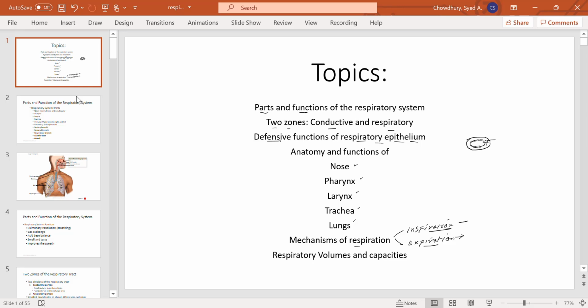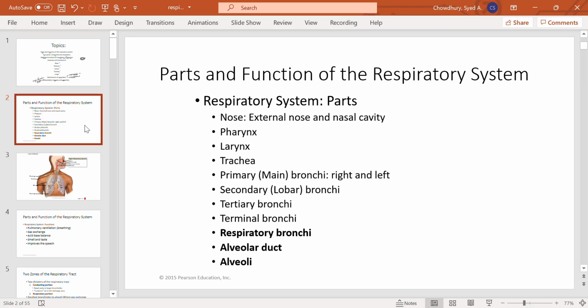Then we will talk about the respiratory volumes and capacity. We measure the volumes and capacities to test the lung function. So basically these measurements are for the lung function tests. Lung function, to see if your lung is healthy. Okay, so first we'll see the parts of the respiratory system.